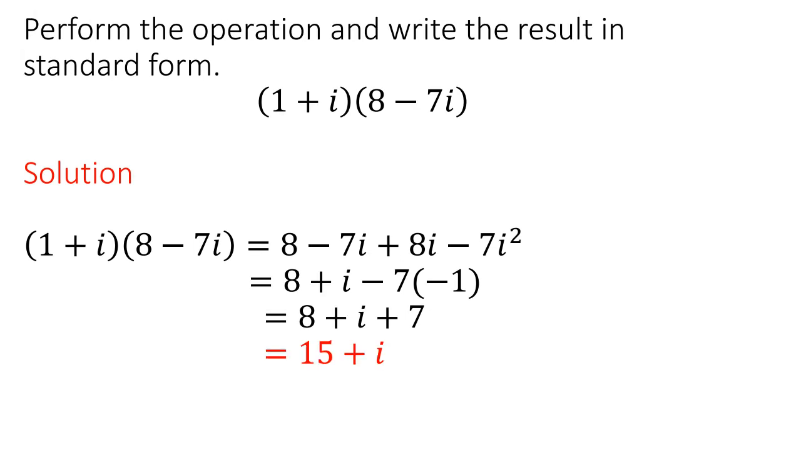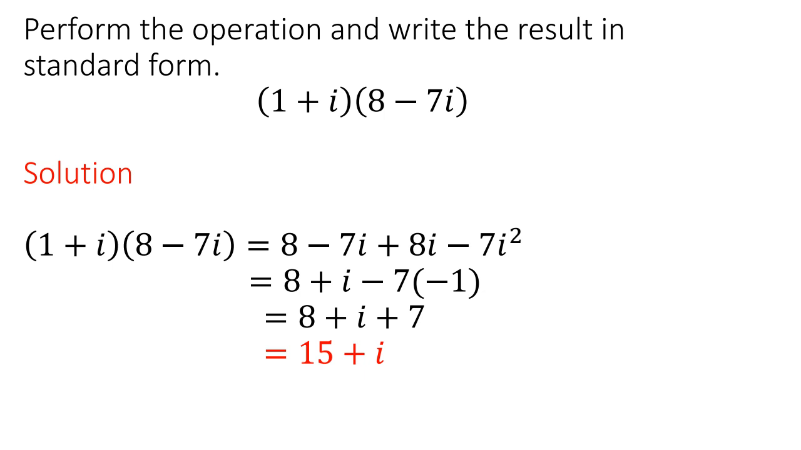Let's combine our like terms again. 8 plus 7 is 15. Write this in standard form, real plus imaginary. I have a real part, which is 15. My imaginary part is just 1, or 1i. And this is how I do the product of complex numbers.